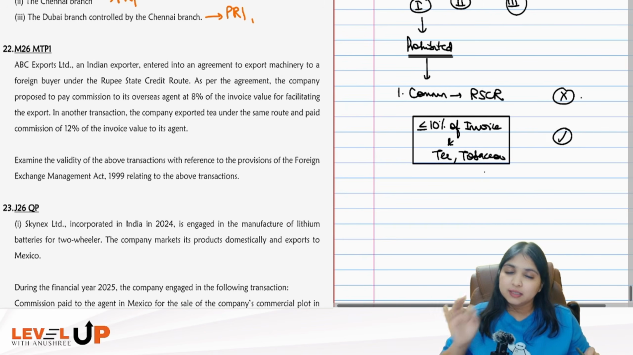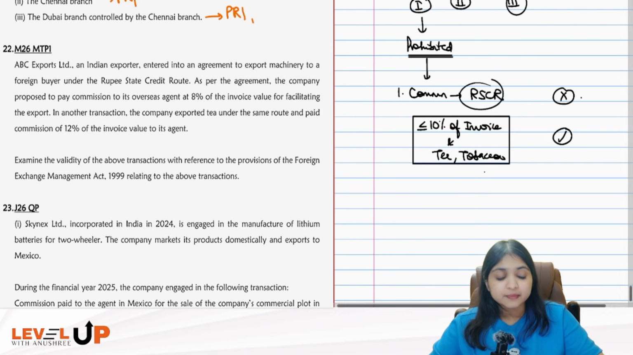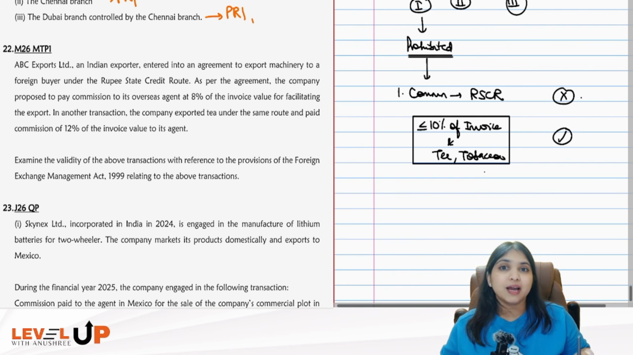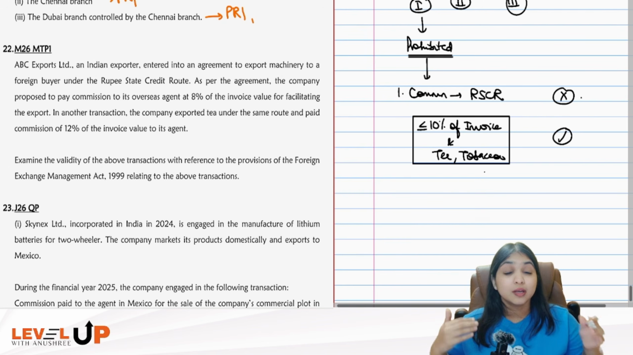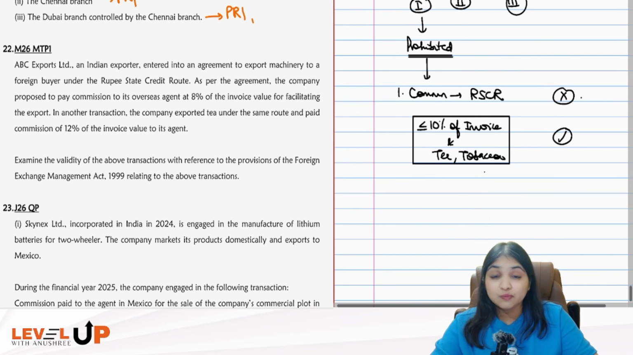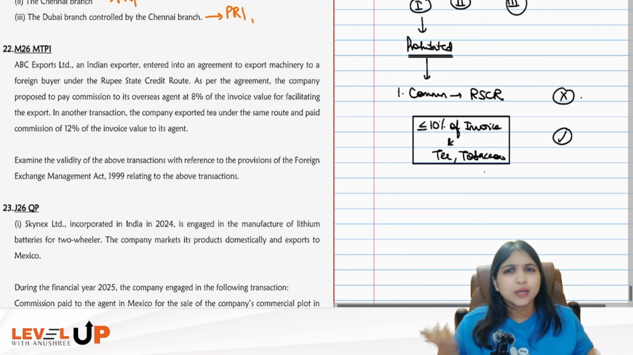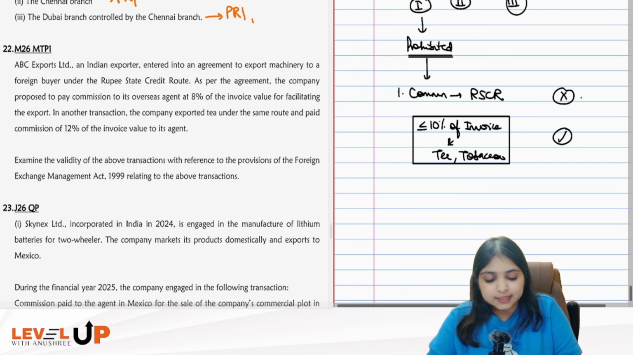Remember? So generally, any drawal of foreign exchange to pay commission under rupee state credit route is prohibited. However, if it is within 10% of the invoice value and the goods are tea and tobacco, then it will be permitted. You can draw foreign exchange for that. Keep this in your mind and come to the question.